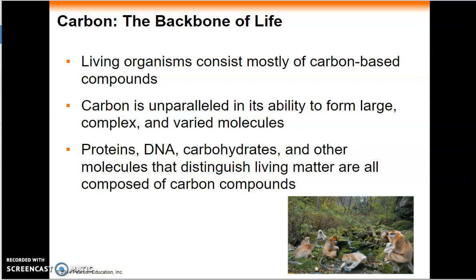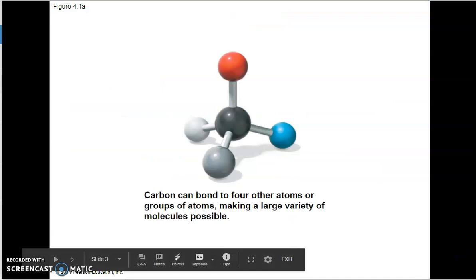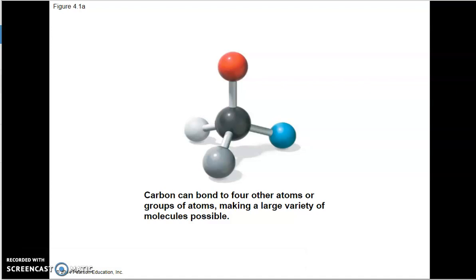Proteins, DNA, carbohydrates, and other molecules that distinguish living matter from inorganic material are all composed of carbon atoms bonded to each other and to atoms of other elements. These other elements commonly include hydrogen, oxygen, nitrogen, sulfur, and phosphorus. Carbon atoms can bond to 4 other atoms or groups of atoms, making a large variety of molecules possible.